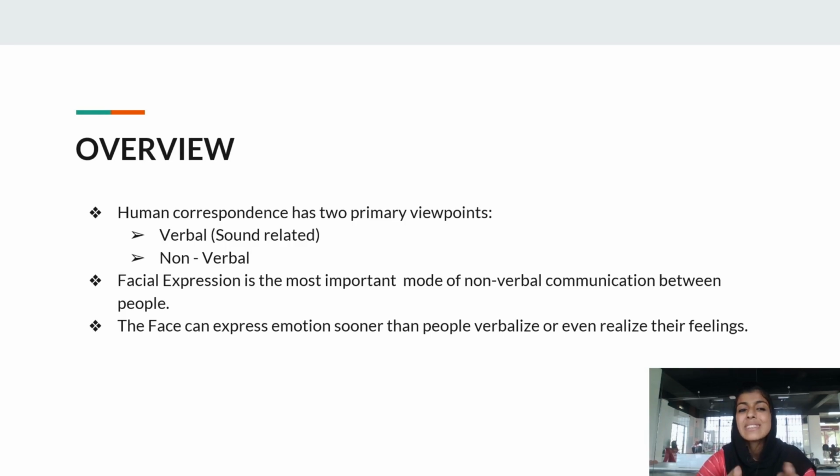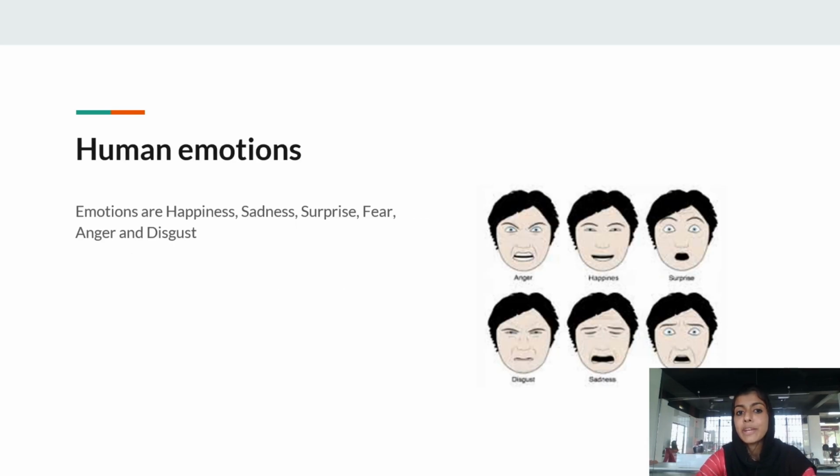So let's move on. Human communication mainly has two primary viewpoints: verbal, which is related to sound, and non-verbal. One of the best examples of non-verbal communication is the facial expression, which is communicated between people. From the face we can express emotion sooner than people can visualize or even analyze the feeling, right? So, the human emotion. Emotions are mainly realized as happiness, sadness, surprise, fear, and disgust. Every person can understand emotion from the face. That is about the human emotion.